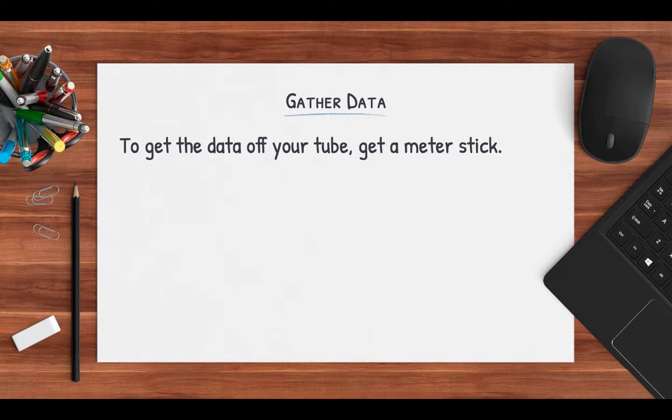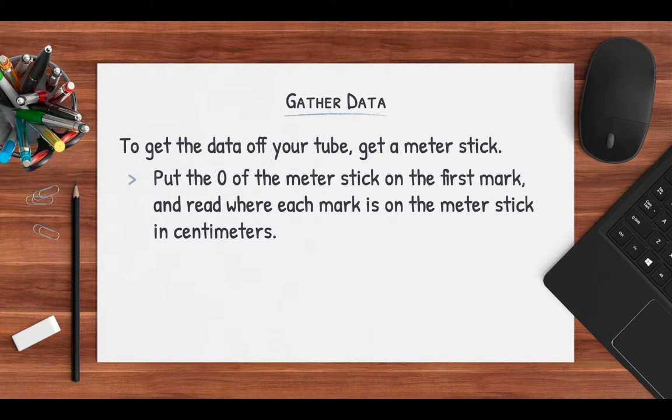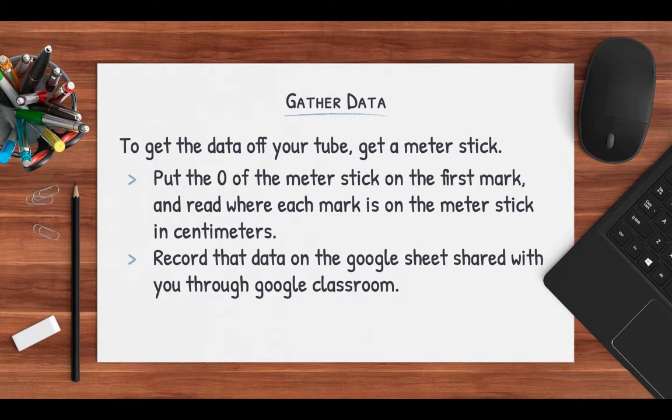Then you're going to gather your data off the tube. You're going to need that meter stick. Put 0 of the meter stick on the first mark and read where each mark is on the meter stick in centimeters. Record that data. Be ready to have it on the Google Sheet.